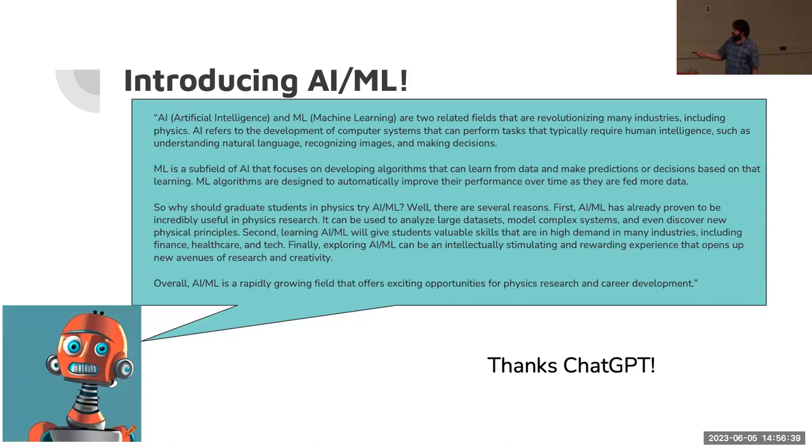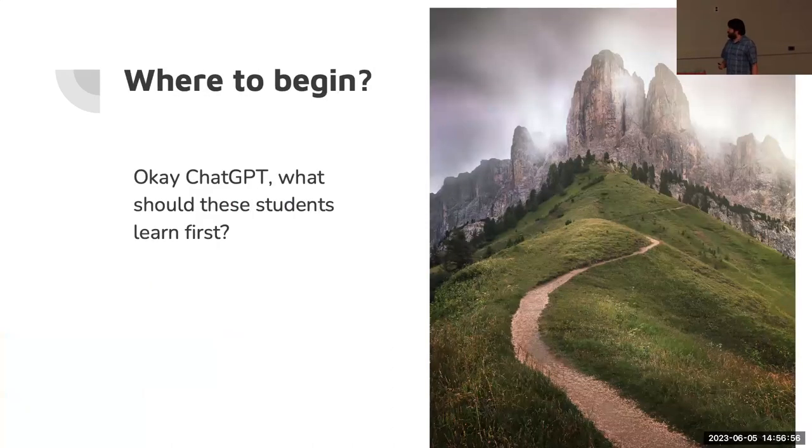In fact, fun fact, this image of the robot is AI generated. And you can tell because it has eyes for ears. So that's one way you can tell. So I said, okay, thanks, ChatGPT. Definitely helpful, I suppose. But where should we begin? Right, what should I start with?